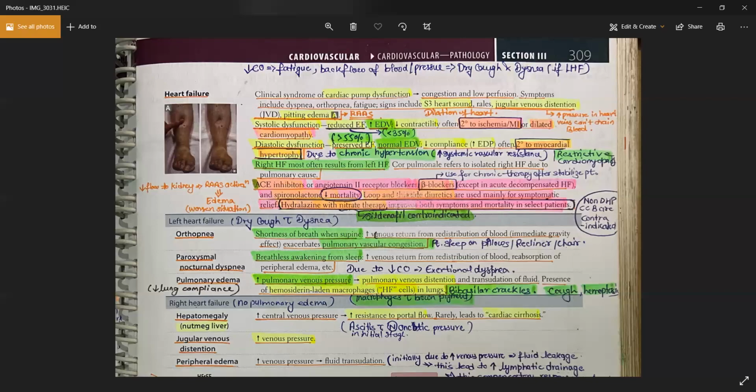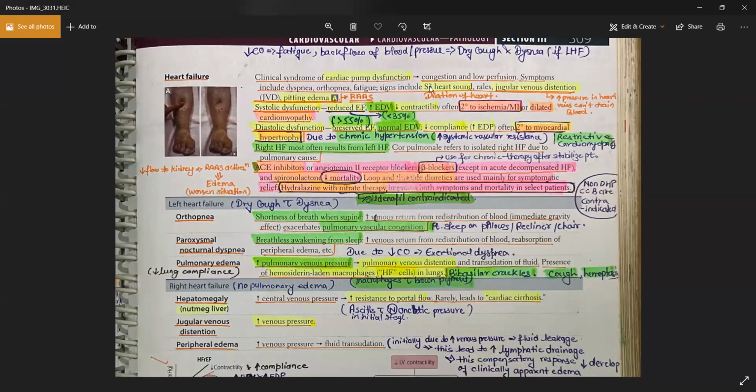Okay, so whenever the clinical syndrome of cardiac dysfunction occurs, it will be congestion and low perfusion. Symptoms include dyspnea, orthopnea, fatigue. Why fatigue? Because the heart is not pumping blood, the tissues are not getting oxygen. And as a result, what you will get is fatigue.